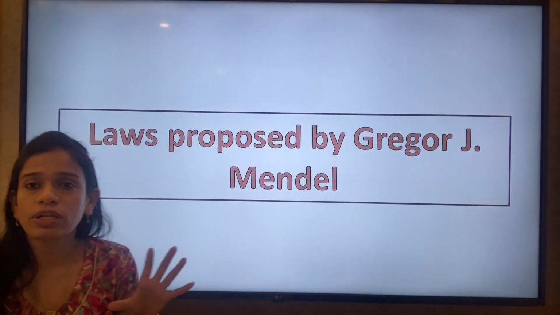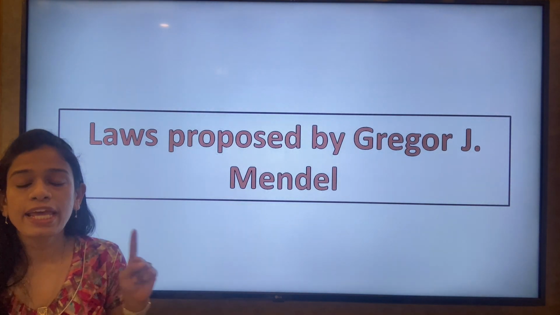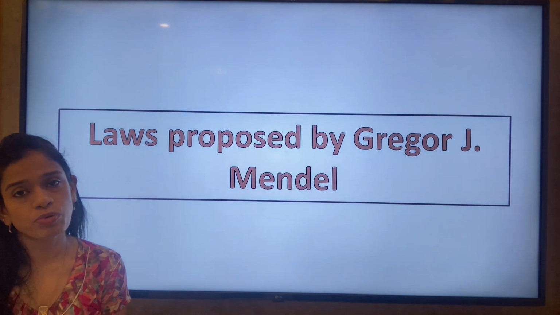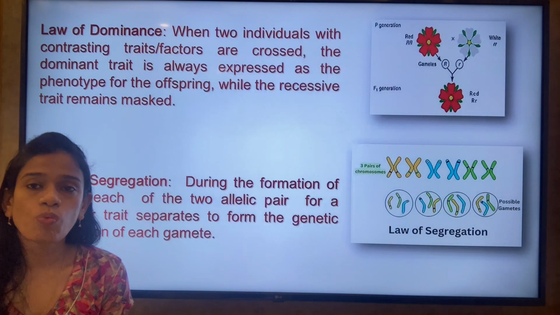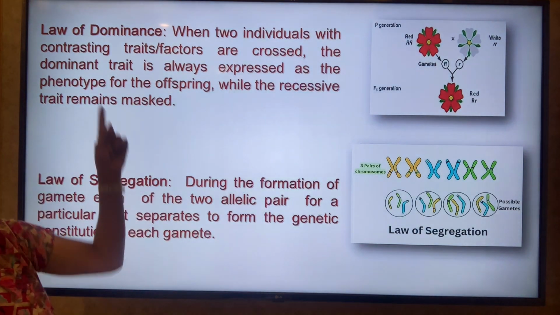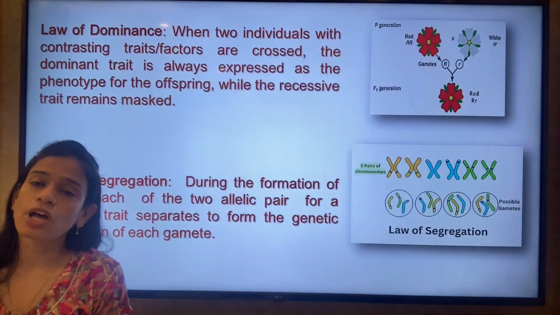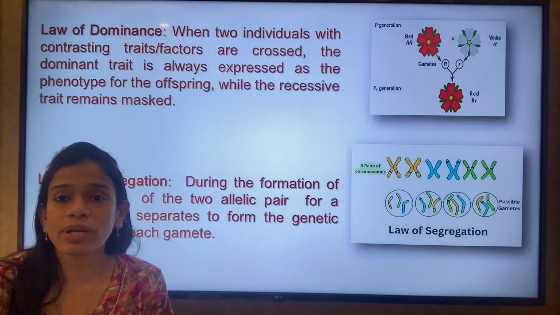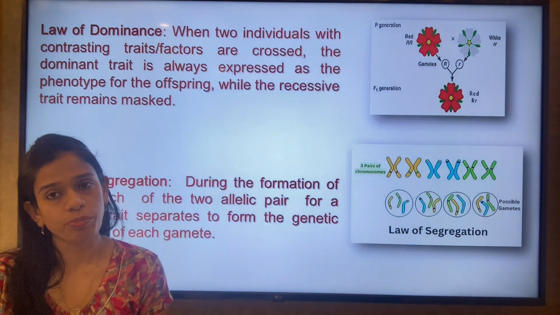Now, based on this experiment that he did with one contrasting character, he formulated some laws, the laws proposed by Gregor Johann Mendel. So, what are the 2 laws? The first law is the law of dominance. I told you, while explaining, that the dominant one expresses itself. So, that is the law of dominance.